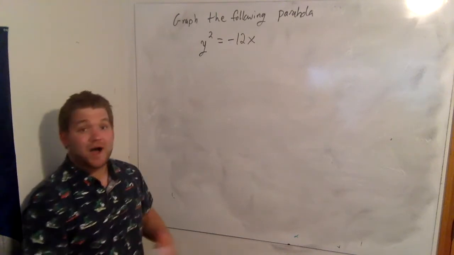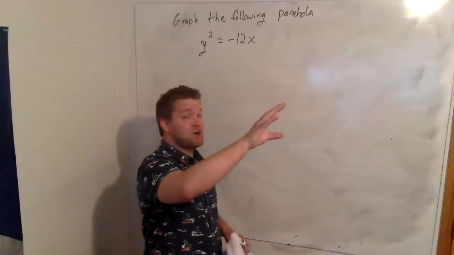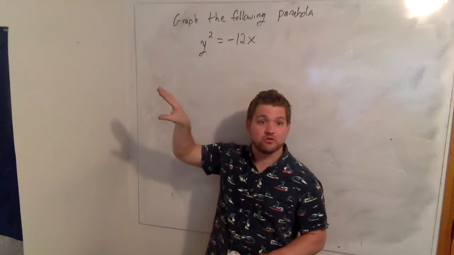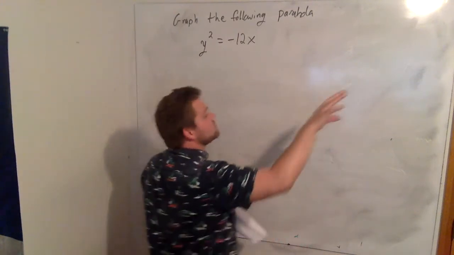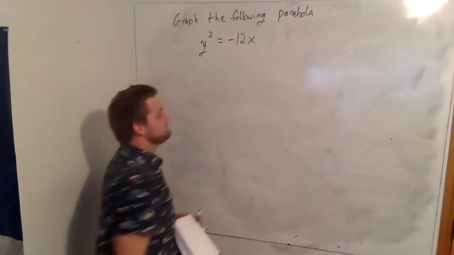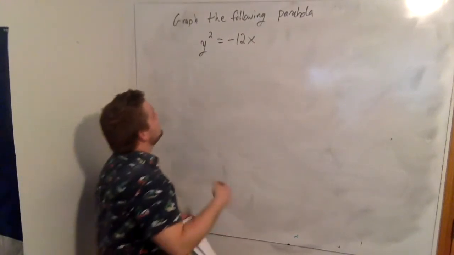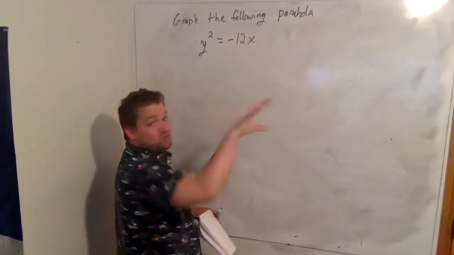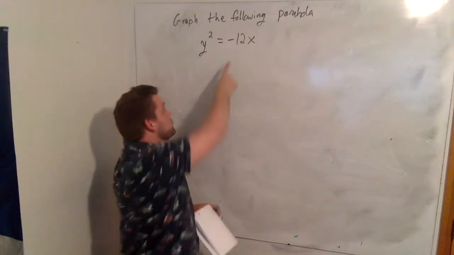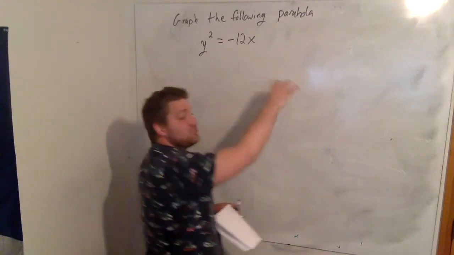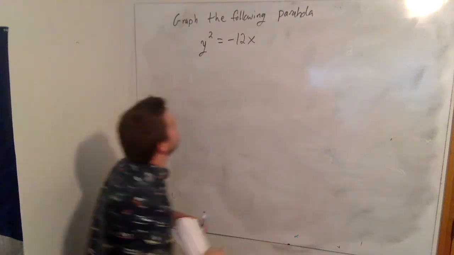Well, I'm seeing a y being squared, so that's going to be a parabola that opens up to the right or to the left. It's going to be one of these two. Which one is it going to be? Well, there's a negative value here, so it should be opening up to the left.